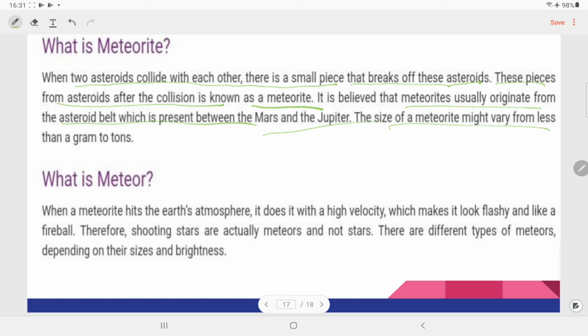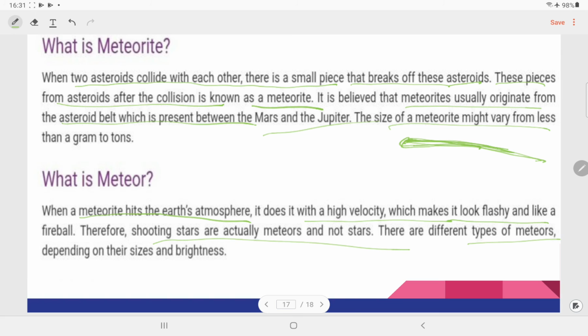And what then is a meteor? When a meteoroid hits the Earth's atmosphere, it becomes a meteor. It does so with a high velocity, which makes it look flashy, like the flashy light we must have seen sometimes. We used to call it a wishing star. But those are not stars, they are meteors. Therefore shooting stars are actually meteors and not stars.